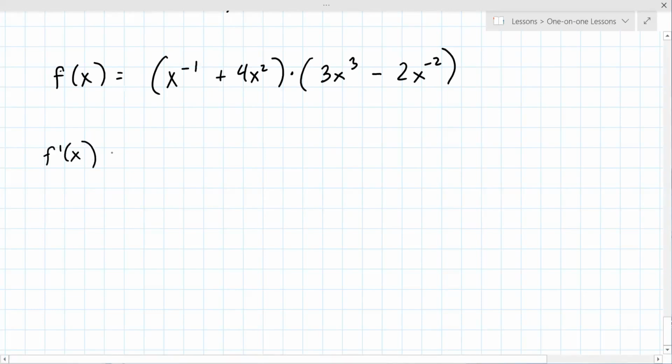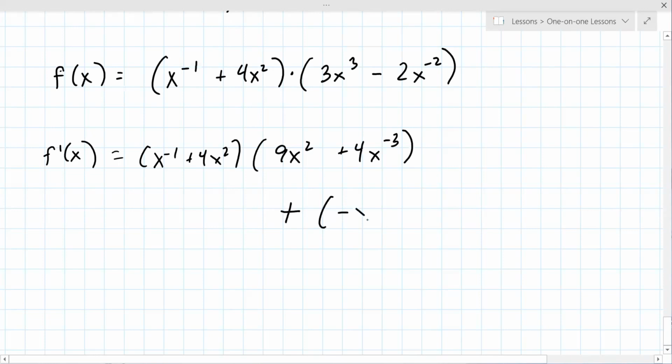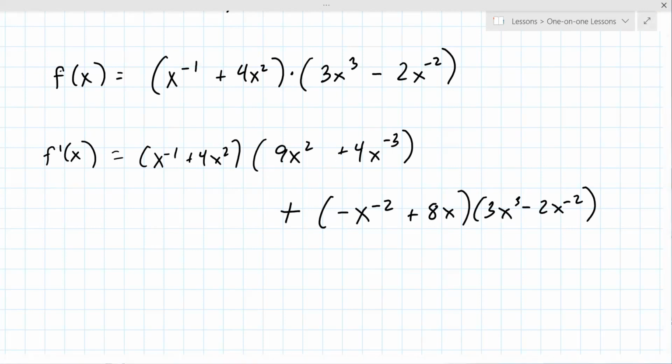Okay, so we're going to keep the first, x to the minus 1 plus 4x squared, and you have to take the derivative of the other thing. So bring the 3 down, it's 9x squared. Bring the negative 2 down, so it's positive 4x to the minus 3 power. Plus, we're going to keep this one and take the derivative of the first one, which is minus x to the minus 2 power. Bring the 2 down, 8x, times 3x cubed minus 2x to the minus 2. Yeah, that's what I got.